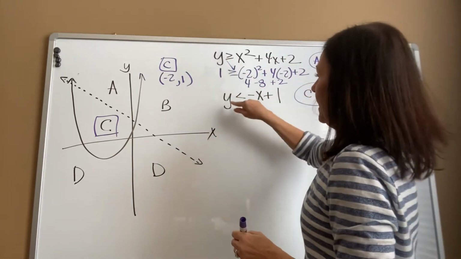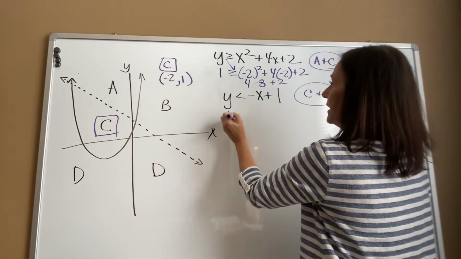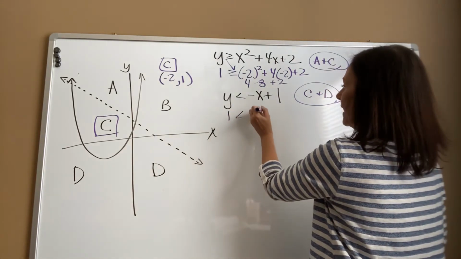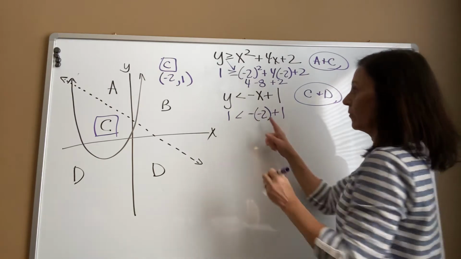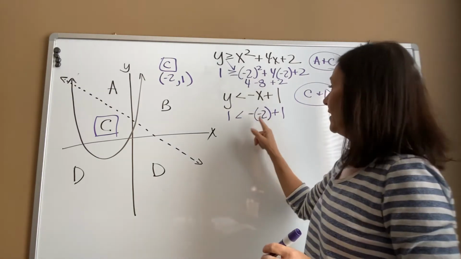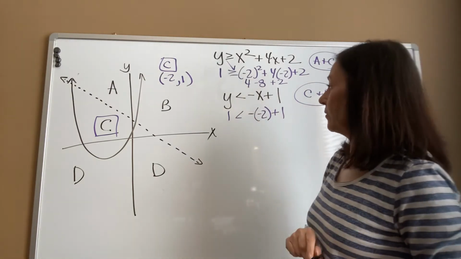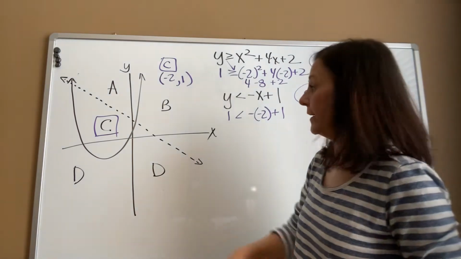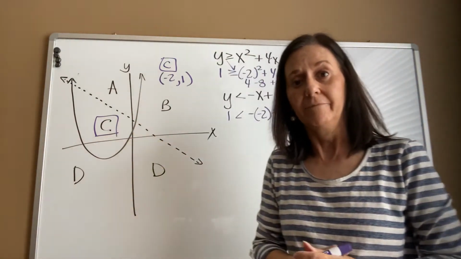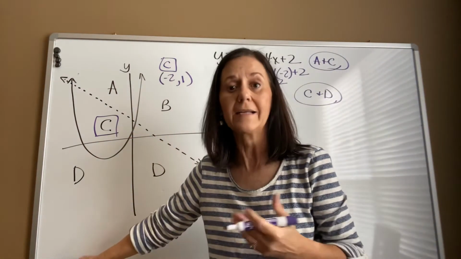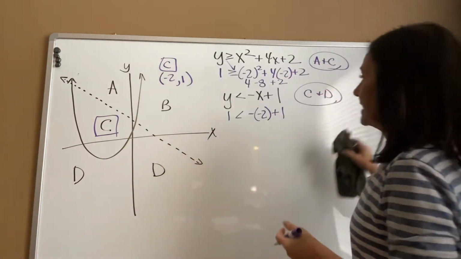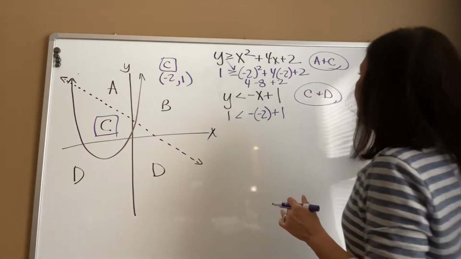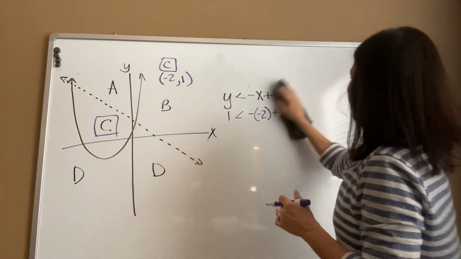All right. Now when y is 1 for the linear, is it less than the opposite of negative 2 plus 1? Well, the opposite of a negative is a positive. 2 plus 1 is definitely greater than 1. So the region C is in fact the correct area that satisfies both of the inequalities.